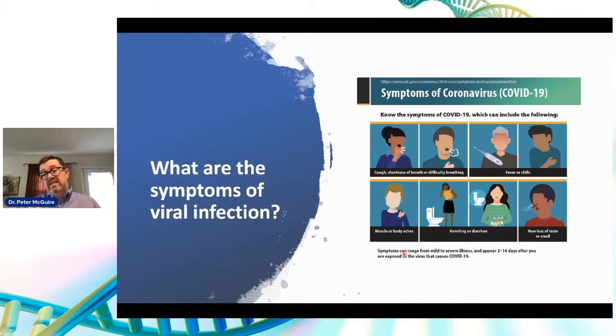So what are some of the symptoms of viral infection? This is a talk all about COVID-19, but the nice part of COVID-19 as an example is that it has many of the symptoms that individuals can experience with a viral infection. You can have things like cough, shortness of breath or difficulty breathing. You can have fever and chills. You get muscle and body aches, and you can have vomiting and diarrhea.